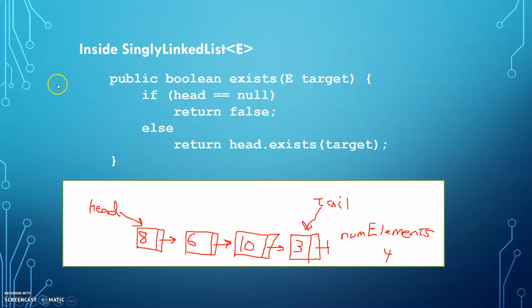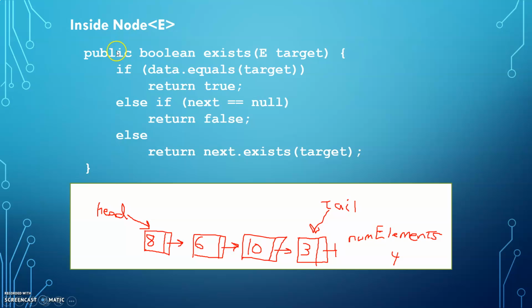Otherwise, from the list point of view, it'll turn to head and say, look at your node. Basically, I'm telling it to look at this node and see, does the value exist in it itself? So this is going to initiate the process. This method right here is not a recursive method. It's going to call the recursive method that's inside of node.